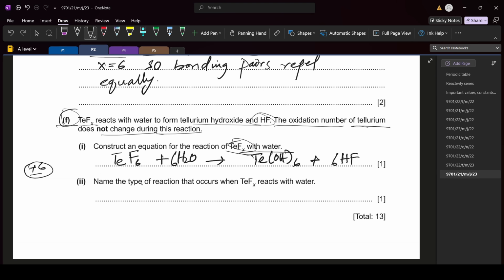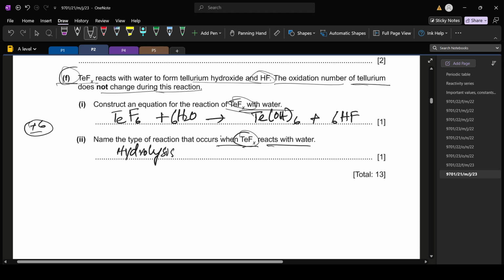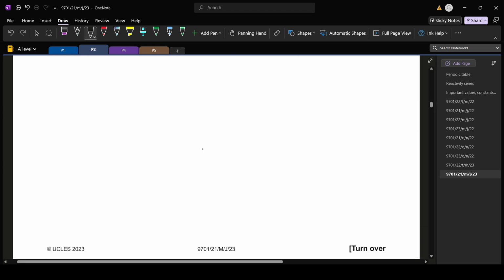Now, name the type of reaction that occurs when this compound of tellurium reacts with water. So it is a hydrolysis reaction. Okay, the ionic compounds are soluble in water, and these covalent compounds are hydrolyzed in water. So you have to remember this.